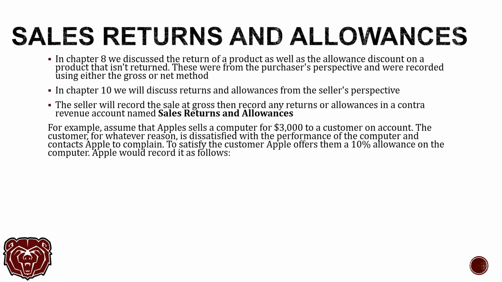Now, way back in Chapter 8, we discussed the return of a product, right? And we also talked about what happens if you don't return the product, but they give you a discount on it, and that was the allowance, right? So these are sales returns and allowances.